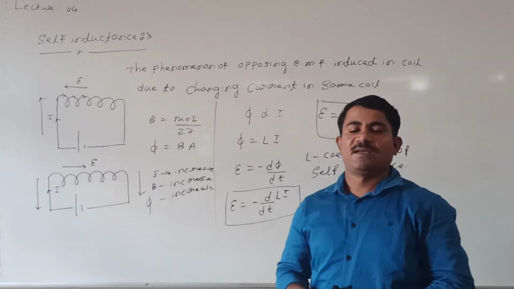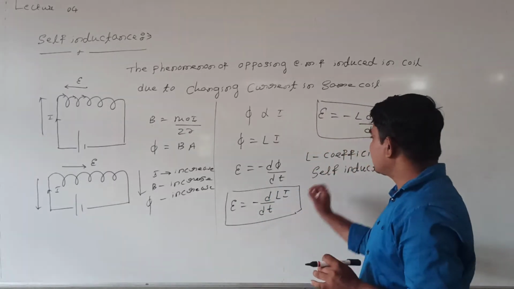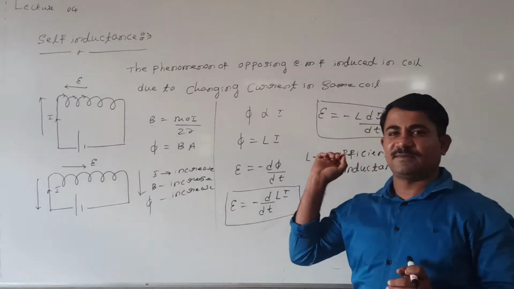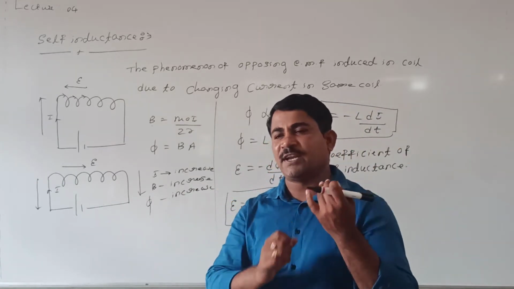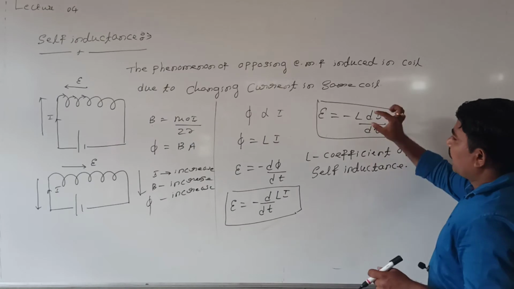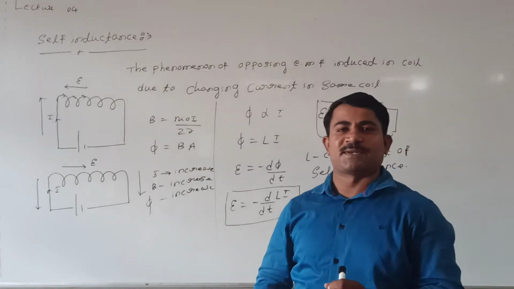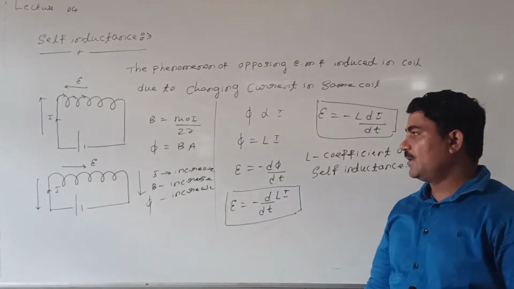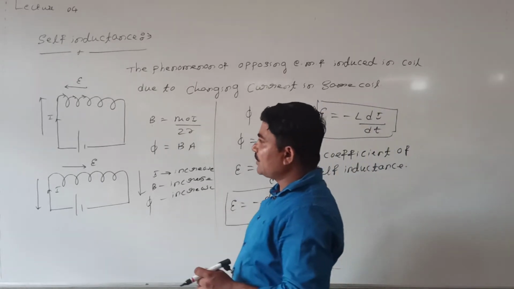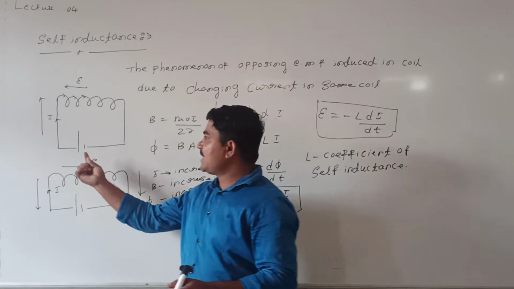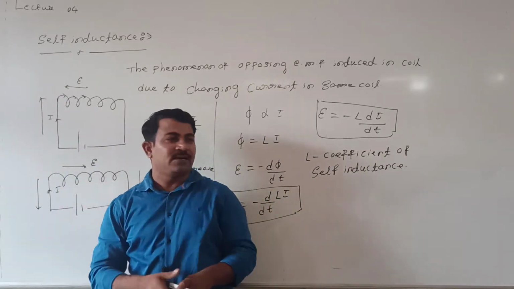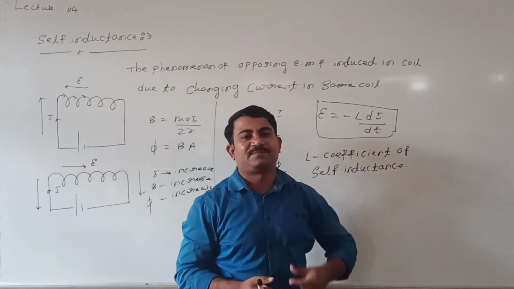Right? The question is, how will this self-inductance depend? How self-inductance depends, we will explain in detail later. Initially, we will see the definition of the coefficient of self-inductance. See here, wherever current in the coil either increases or decreases, by increase in current and by decrease in current, this EMF is induced.